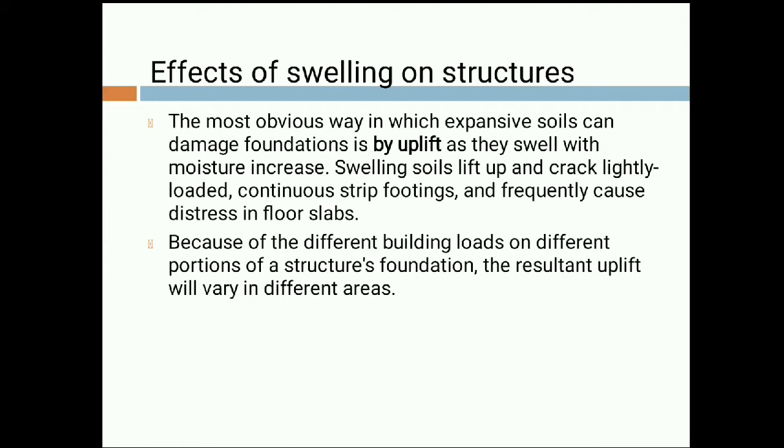So basically these are the different parts of the structure which can be affected by the expansive nature of the soil. First one is the lightly loaded structure, which does not have that much vertical pressure acting on the soil. Second one is continuous strip footing. As strip footing is at the periphery of the building or any kind of structure, it is easily susceptible to variation in moisture change. And last one is the floor slab. As the floor slab is in direct contact with the soil, it is more susceptible to moisture variation.